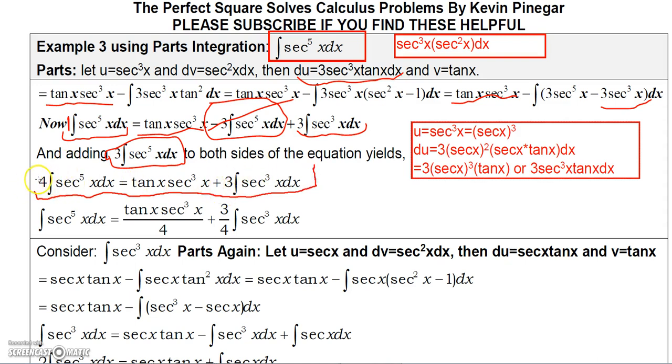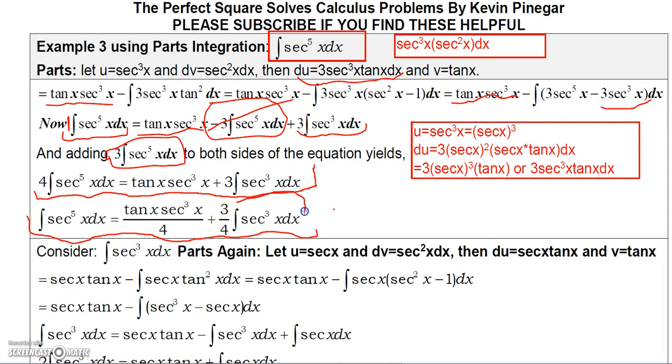Okay, so now to isolate and find the answer for the integral of secant x to the 5th power, I can divide everything by 4. So now I get that the integral of secant x to the 5th power is just those terms divided by 4. If you divide tangent x secant cubed x by 4, you get this right here, and then if you divide this integral by 4, we can just say that's 3/4 times this integral. Okay, but still, I'm not finished, am I?